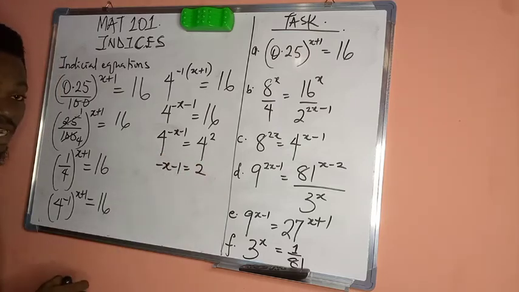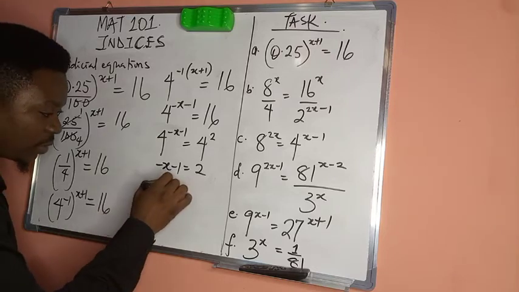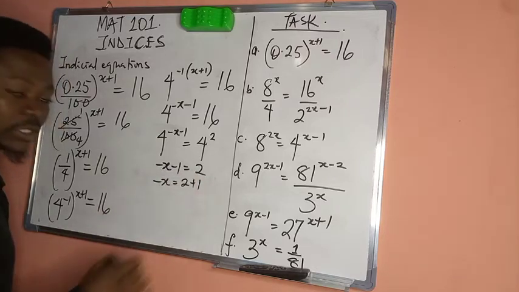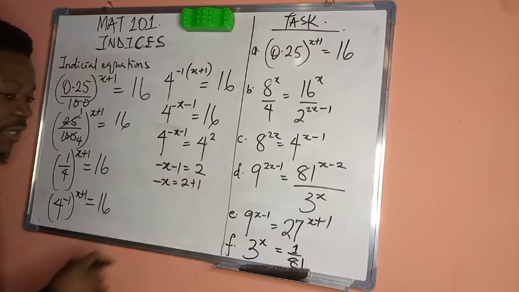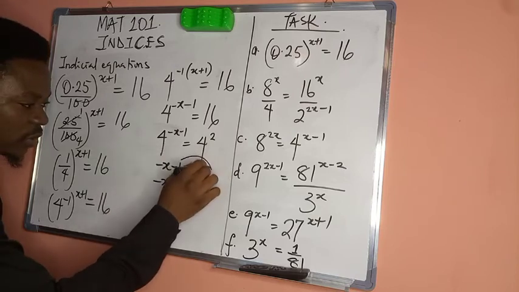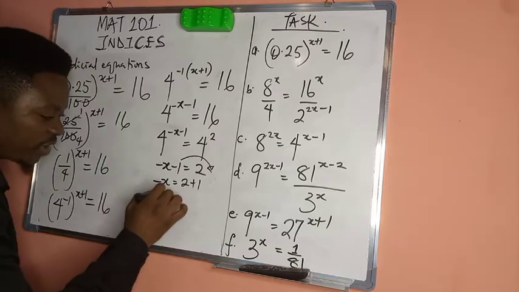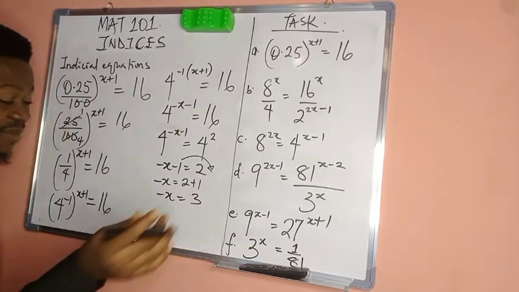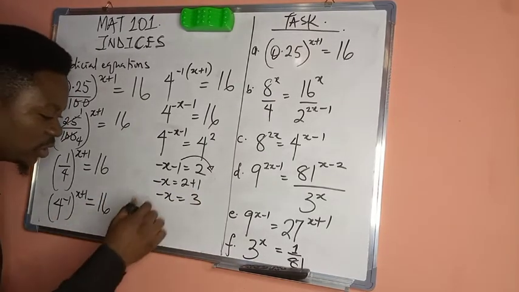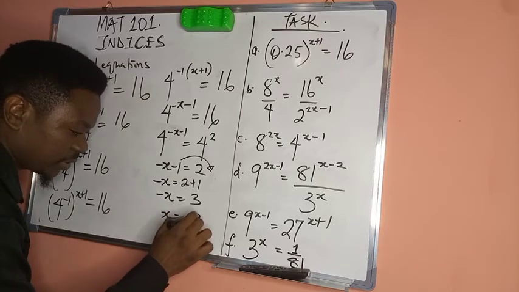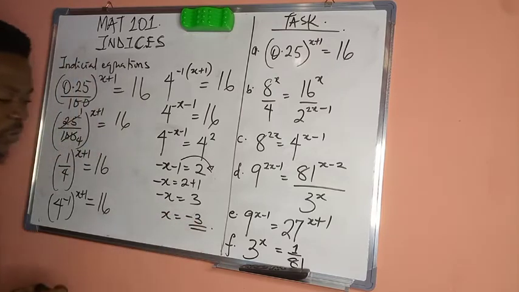Using the balancing method or collecting like terms, minus x equals 2 plus 1. The minus 1 comes over here, and the sign must change. Now we have minus x equals 3. Multiply both sides by minus 1, we get x equals minus 3. So that's very simple.